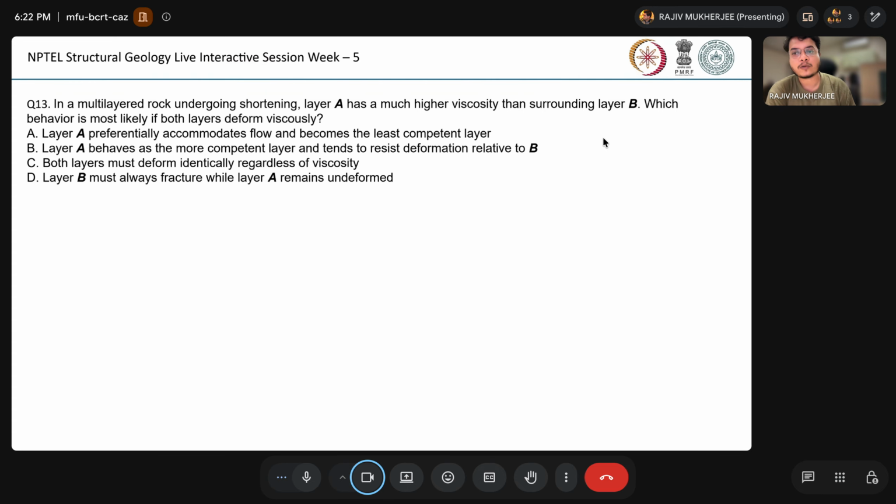So these are the four options given, and I will let you think for some time and then we will discuss, because this has to be answered in terms of the competency contrast between different layers. So you have already gone through this. Recall how folds and boudinage are formed, right? And these examples are already given in your lectures.